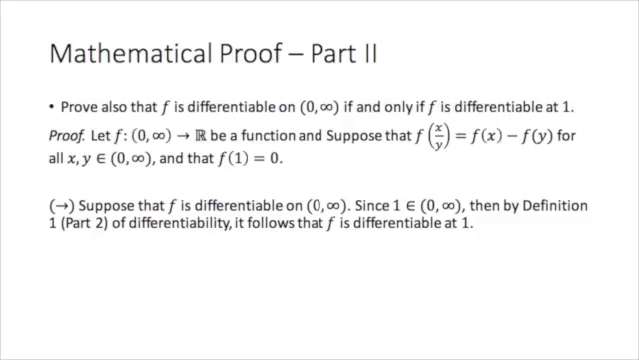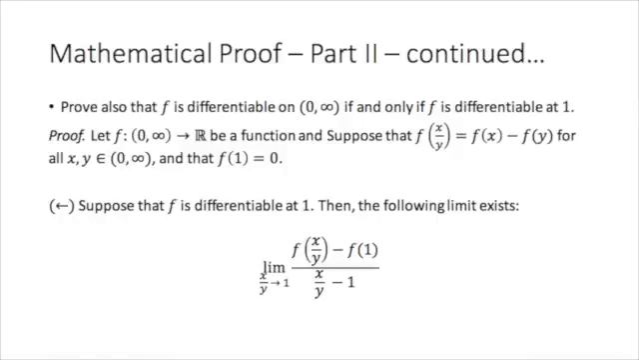Part 2, we need to prove that f is differentiable on the open interval if and only if f is differentiable at 1. Again, as I said, we have all the given at the top. Now we need to prove the right side of it. So if we suppose that f is differentiable on the open interval, then by definition of differentiability, f should be differentiable at every point in that interval. Since 1 belongs to that interval, then by definition 1, part 2 of that definition of differentiability, it follows that f is differentiable at 1.